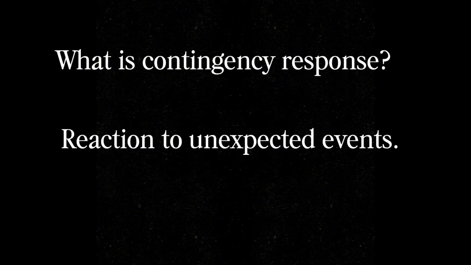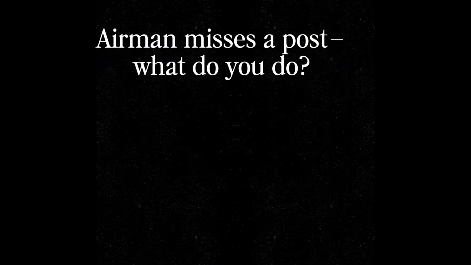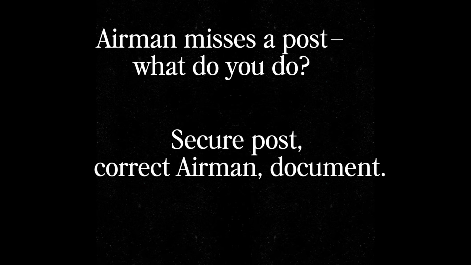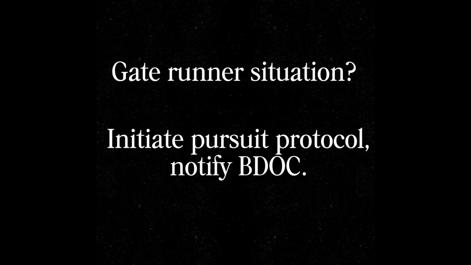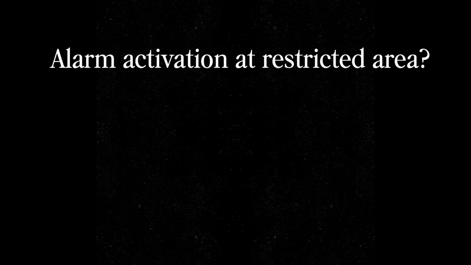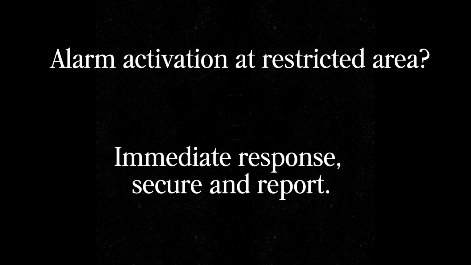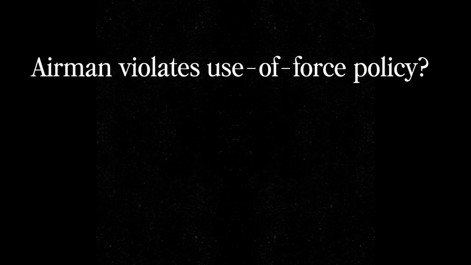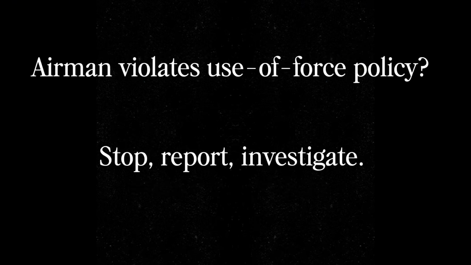What is contingency response? Reaction to unexpected events. Airman misses a post. What do you do? Secure post. Correct airman. Document. Gate runner situation. Initiate pursuit protocol. Notify BDOC. Alarm activation at restricted area. Immediate response. Secure and report. Airman violates use of force policy. Stop. Report. Investigate.